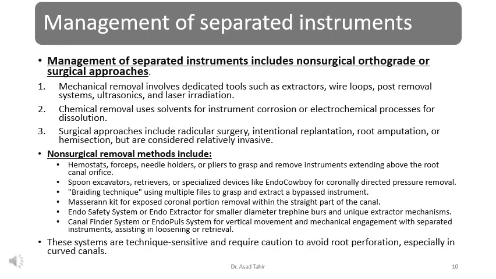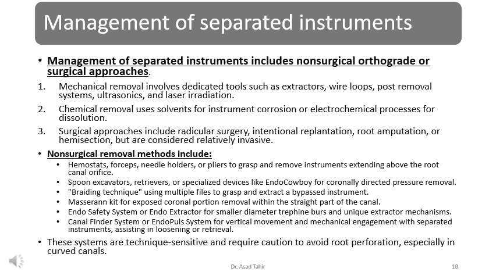Management of separated instruments includes non-surgical orthograde or surgical approaches. Mechanical removal involves dedicated tools such as extractors, wire loops, post-removal systems, ultrasonics, and laser irradiation. Chemical removal uses solvents for instrument corrosion or an electrochemical process for dissolution. Surgical approaches include radicular surgery, intentional replantation, root amputation, or hemisection, but are considered relatively invasive.